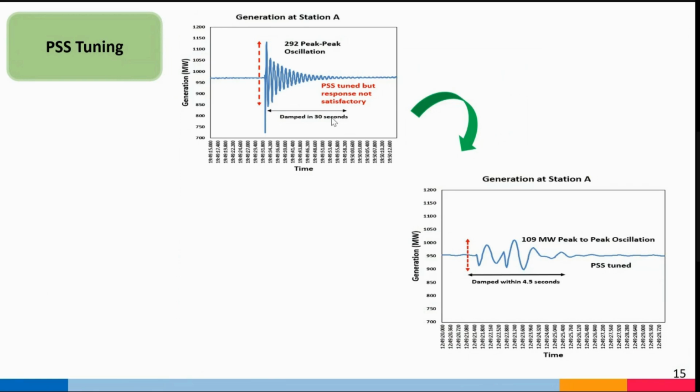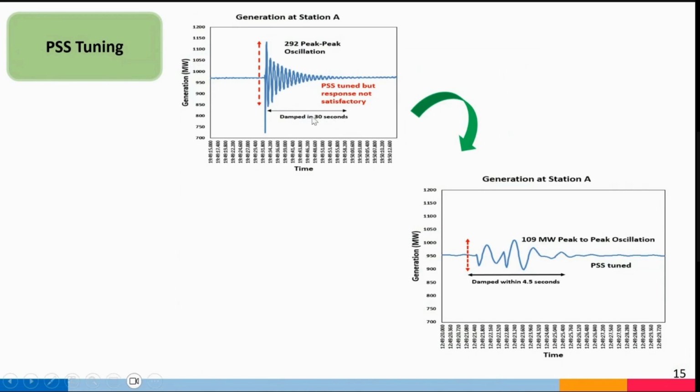With a change in the system, there will be a change in the network configuration. So the PSS that has been tuned for that particular plant may not provide an adequate response during such an event. You need to retune your PSS whenever there is a major network change, and go for a retuning of your power system stabilizer in that particular plant.